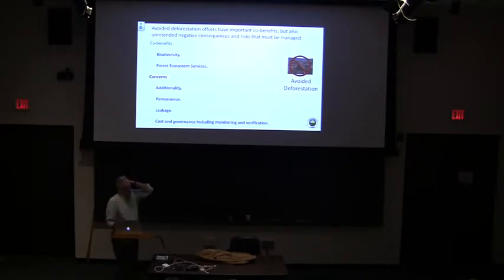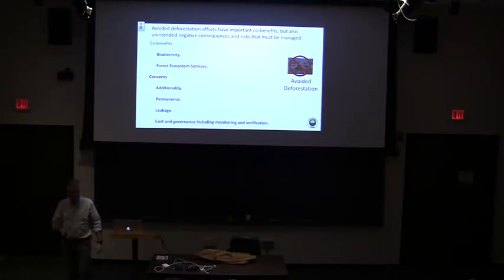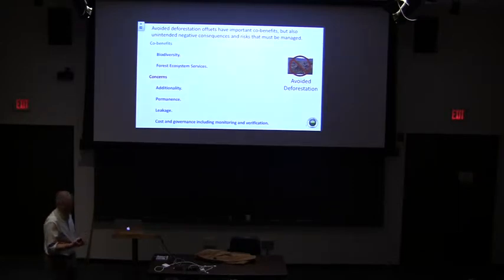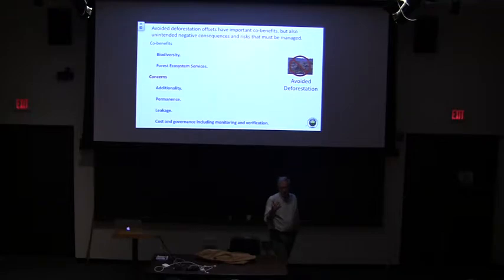Okay. Now, so avoided deforestation is a good deal. It has co-benefits for biodiversity, like I just said, and also forest ecosystem services. The forest keeps doing what forest does for local people and wildlife. But it has some concerns, and these are words that if you read the newspaper, you'll read about. One is called additionality. Additionality means if you didn't pay the money, would the forest have really been cut down?